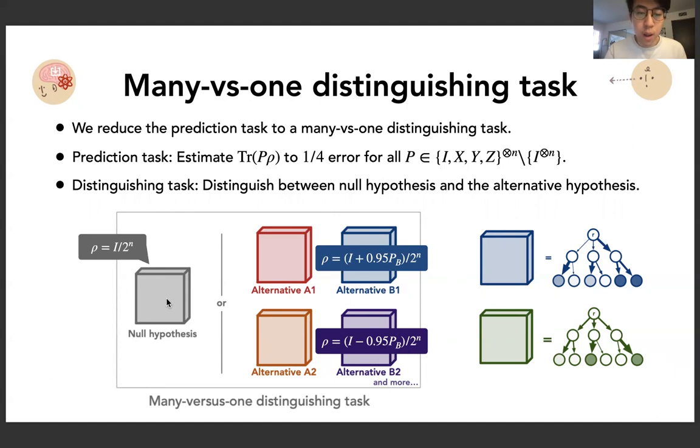The reason is that for the null hypothesis, for all P in this set, the expectation value would be equal to 0, because Pauli matrices have a trace of 0 when we exclude the identity part. On the other hand, for these kinds of states, one could see that there exists one of the Pauli observables P such that the expectation value is equal to either 0.95 or negative 0.95. Hence one could reduce the prediction task to this distinguishing task.